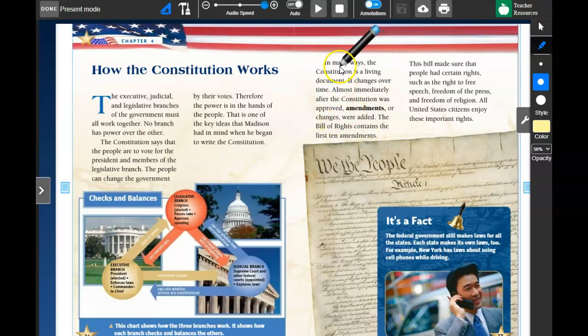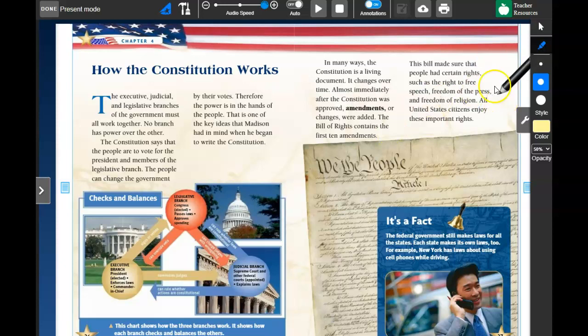In many ways, the Constitution is a living document. It changes over time. Almost immediately after the Constitution was approved, amendments or changes were added. The Bill of Rights contains the first 10 amendments. And remember, amendment is a change. So that didn't tell me what those changes were, what the rights are.